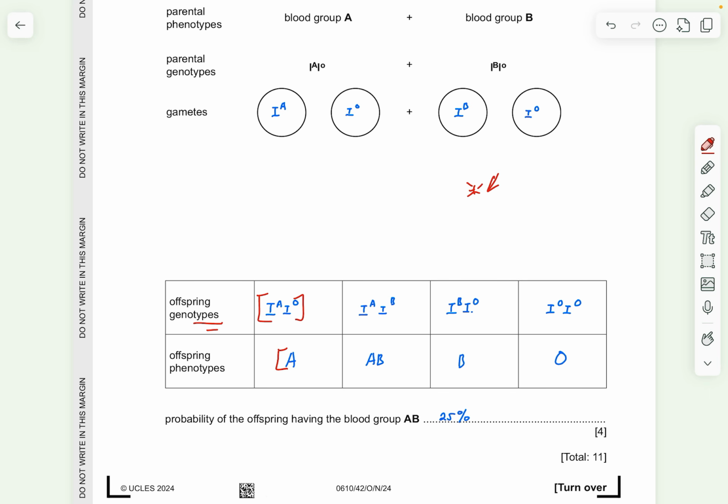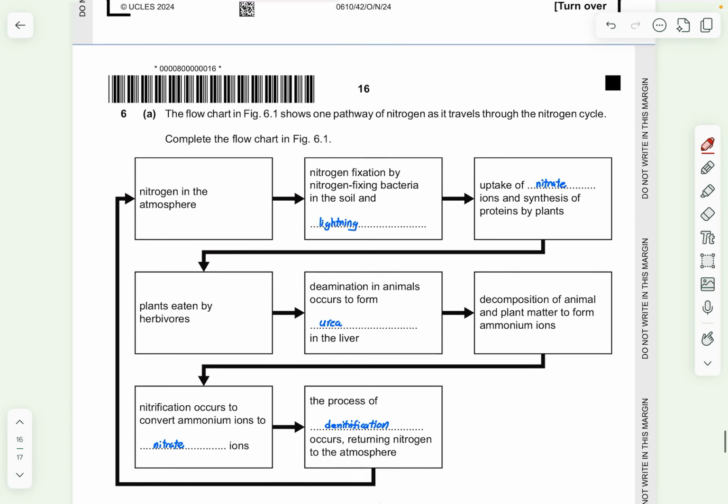And now, the probability. The question has stated: what is the probability of having blood group AB? So you can see there's 1 AB out of 4. So this is equal to 1 out of 4, which is 25%. Or you can put 0.25. That is also okay, that's acceptable. Alright, so this is very simple. If you know your Punnett square really well, this shouldn't be a big problem.